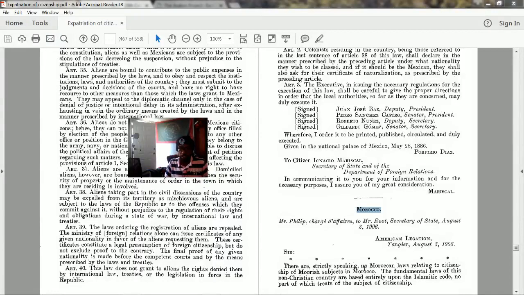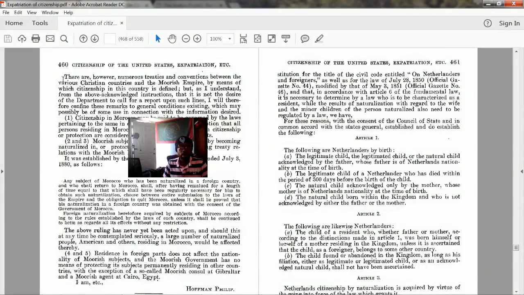There are, strictly speaking, no Moroccan laws relating to citizenship of Moorish subjects in Morocco. Moors, Morocco. The fundamental laws of the non-Christian country are based entirely upon the Islamic code, no part of which treats of the subject of citizenship.